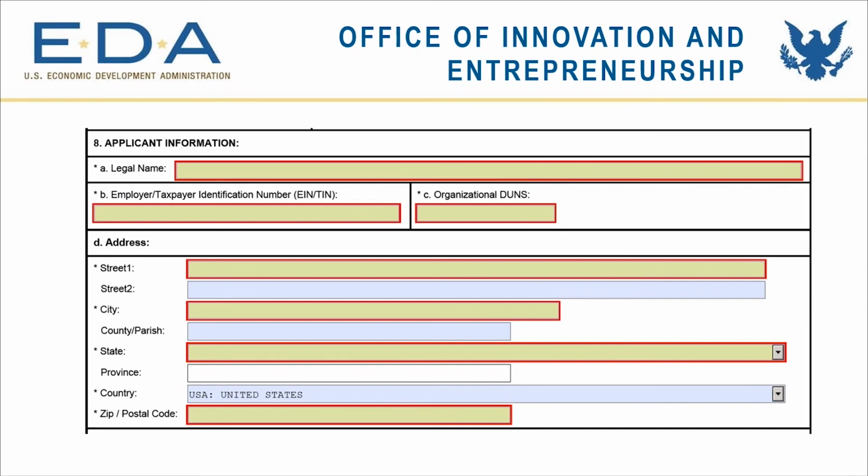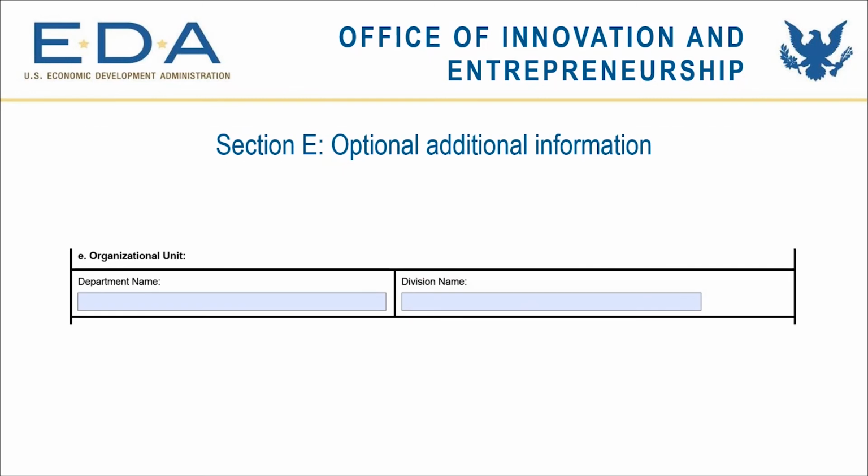Section D. Again, all of this information is for the applicant organization. For the address, make sure you're using a mailing address in which you would like to receive anything via mail related to the funding opportunity. PO boxes are allowed. Section E, this is an optional field, so you can leave it blank if you wish.